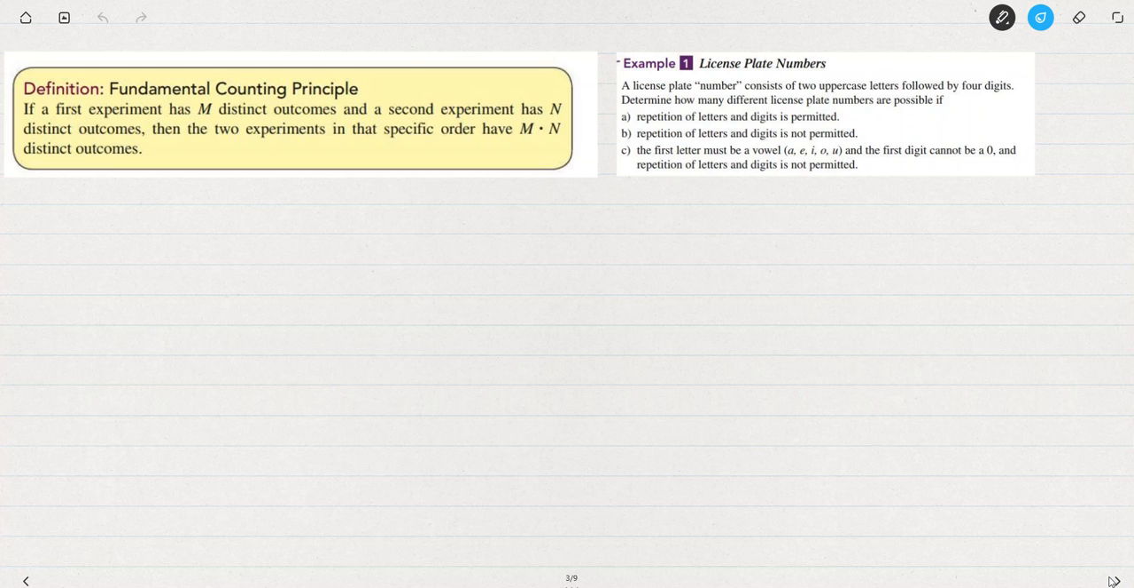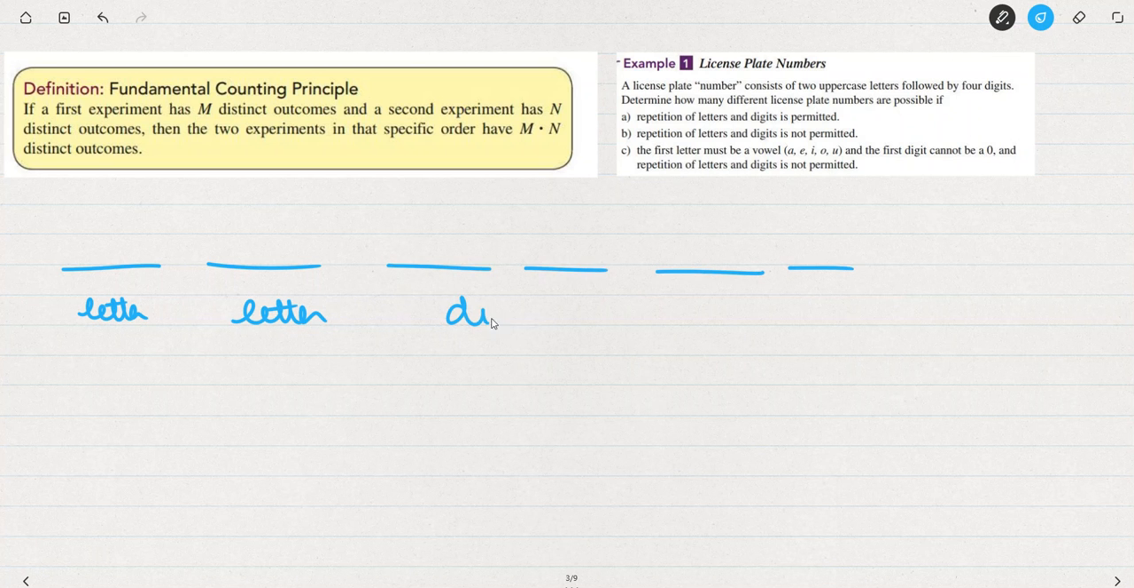A license plate number consists of 2 uppercase letters followed by 4 digits. So we have a letter, and then a letter, and then we have 1, 2, 3, 4 digits. So what I'm going to do to solve this is start by just drawing an empty line for each of the letters and each of the digits, and I'm going to write a short description such as letter and digit underneath each one.